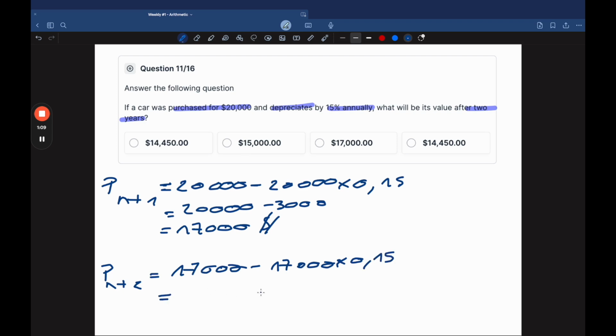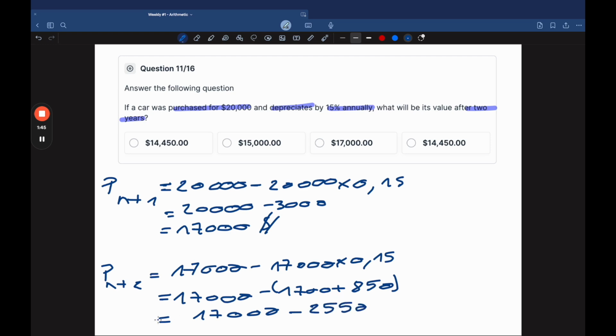Step 3. Calculate the value after the second year. Next, calculate the value after the second year by taking 85% of the value after the first year. $17,000 multiplied by 0.85 equals $14,450. The car's value after 2 years will be $14,450.